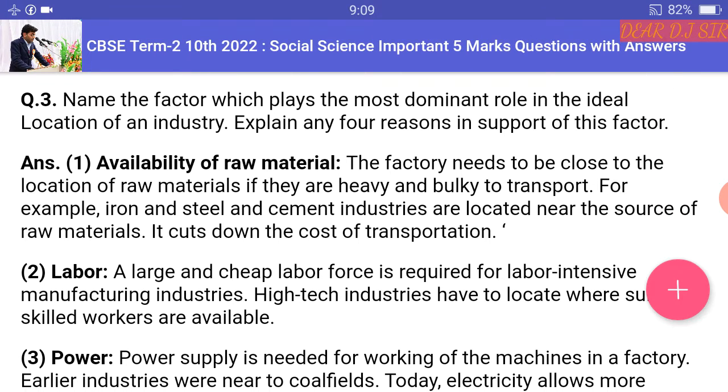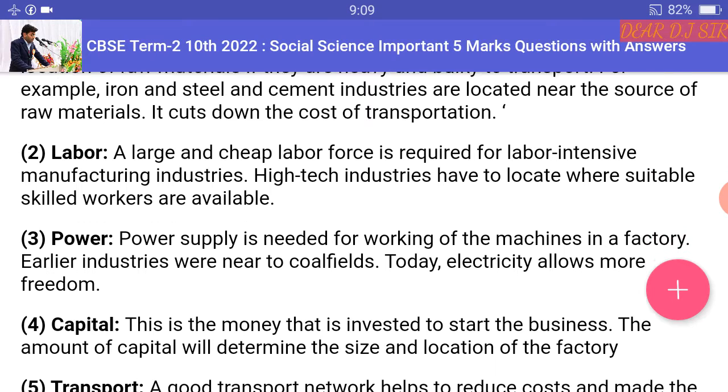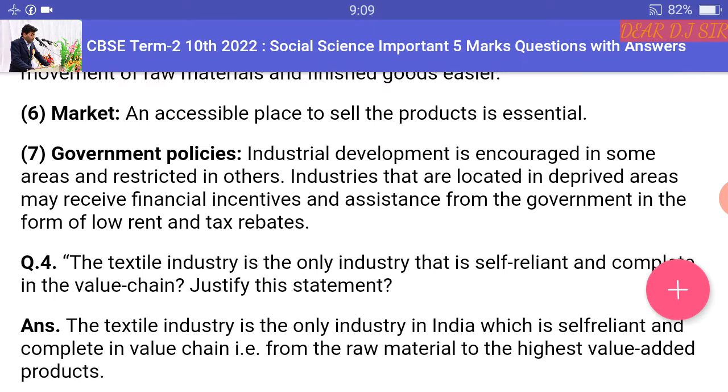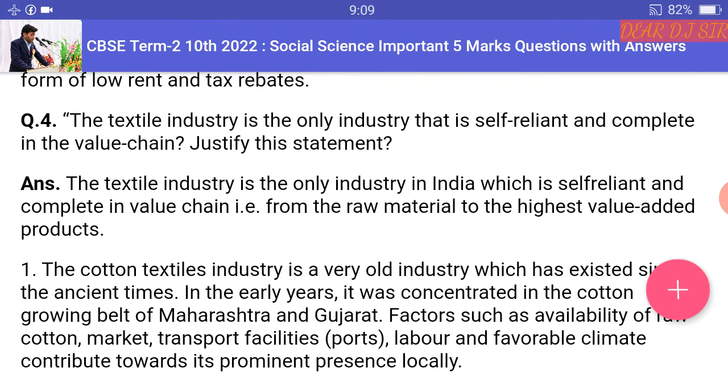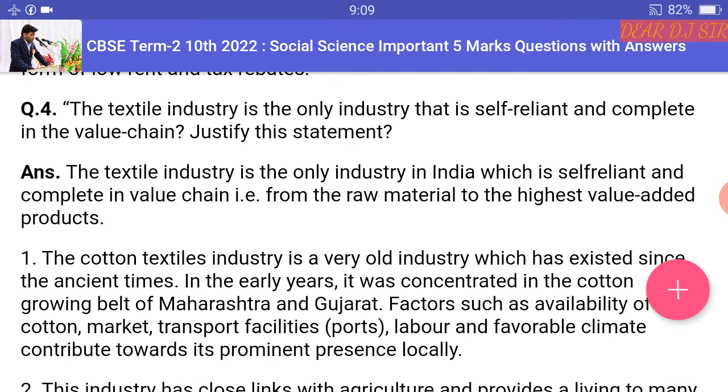Here the third question is, name the factor which plays the most dominant role in the ideal location of an industry. Explain any 4 reasons in support of this factor. Here the fourth question is, the textile industry is the only industry that is self-reliant and complete in the value chain. Justify this statement.